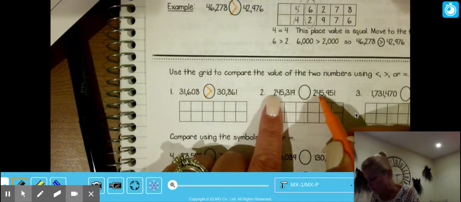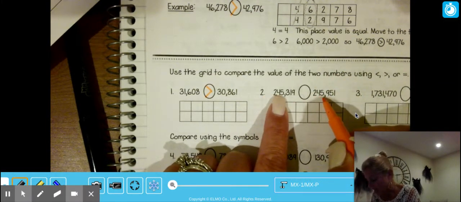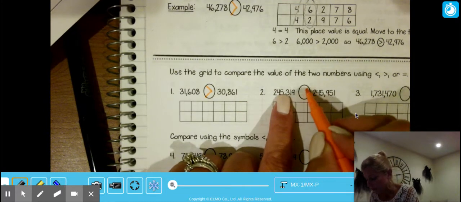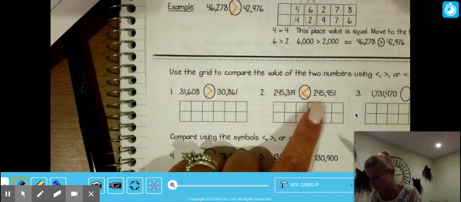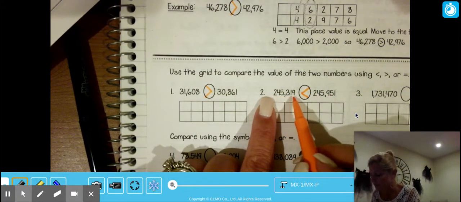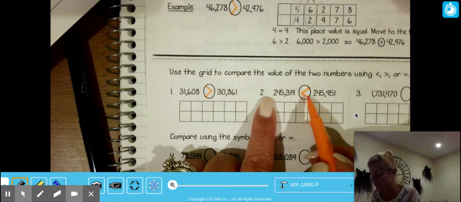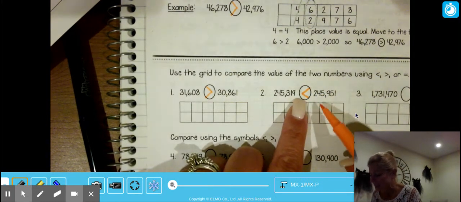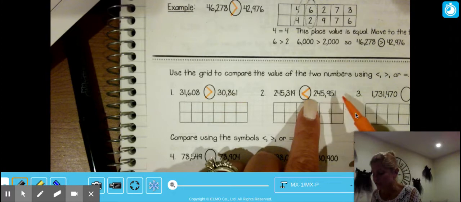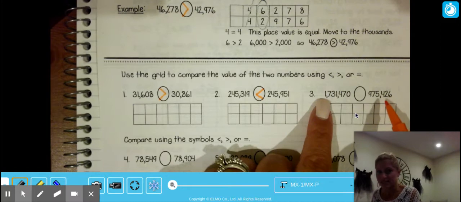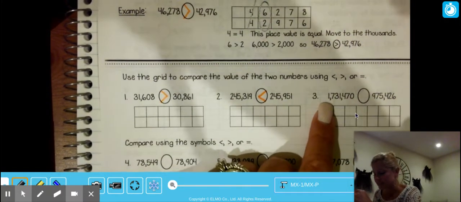I have a 2, I have a 4, I have a 5, still the same. And in my hundreds place, I have a 3 and a 9. A 9 is bigger than a 3. Therefore, the mouth eats the bigger number, making my statement 245,319 is less. Remember, that's the less than symbol because it is like a letter L, a sideways letter L, is less than 245,951.